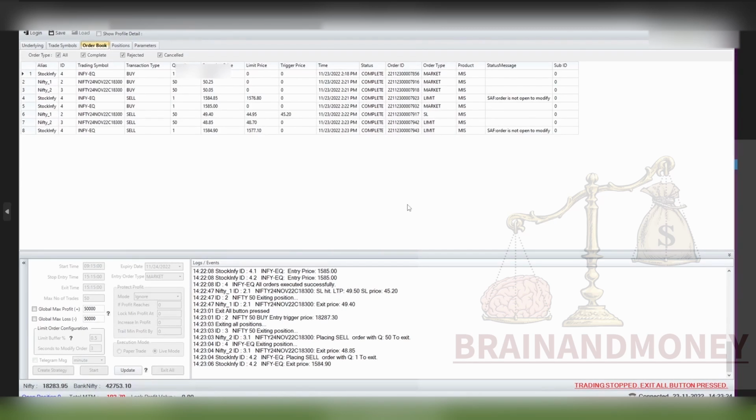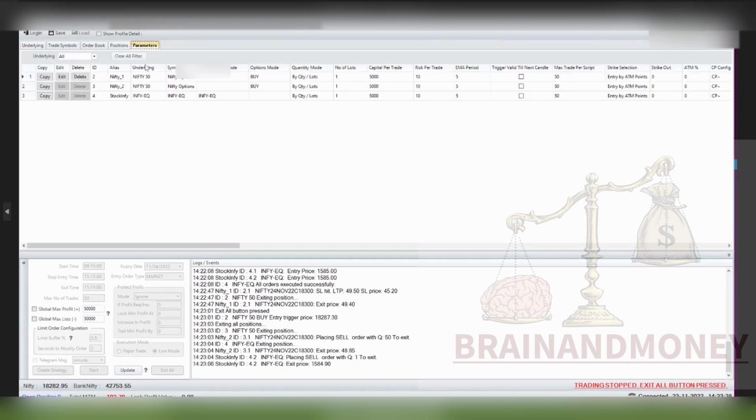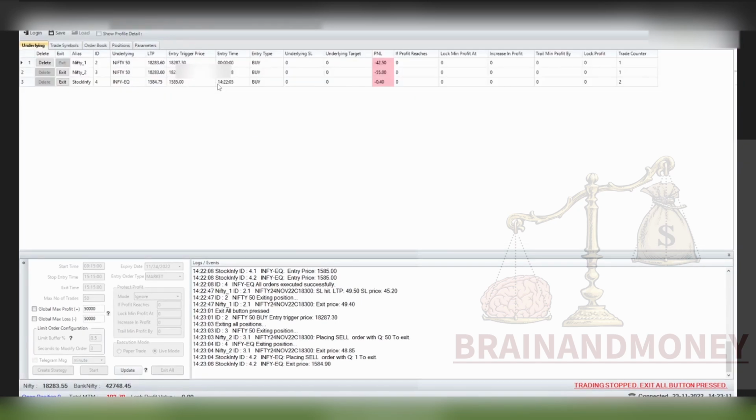This is the order book generated by the software. This was a live execution, so you can see the order ID as well. It will show you all the orders for any particular ID or the alias that you have set. It will show the net position over here, and it will show all the parameters of the strategy in this tab. So these are the main 5 tabs, and you can see all the details in these tabs.